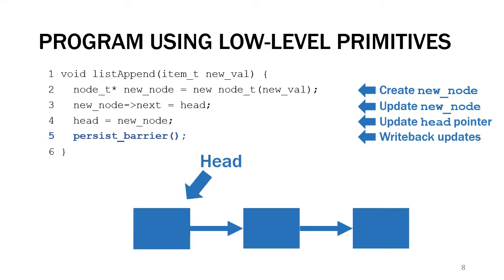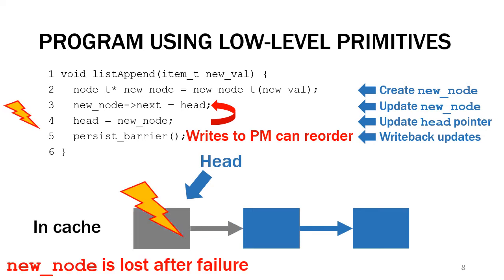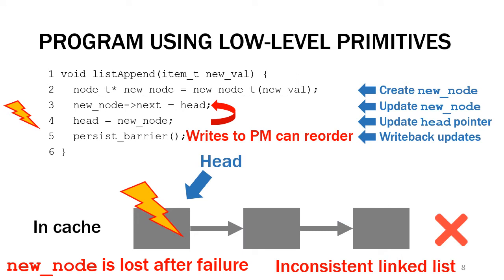The example seems correct. However, line 3 and line 4 can reorder. So if the head gets persisted before the new node, and a failure happens at this point, the new node will be lost, as in the following linked list.